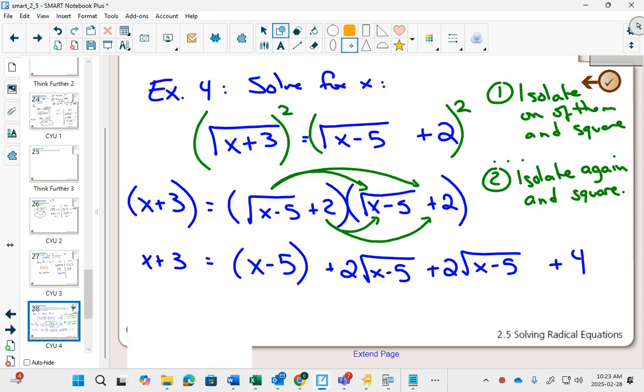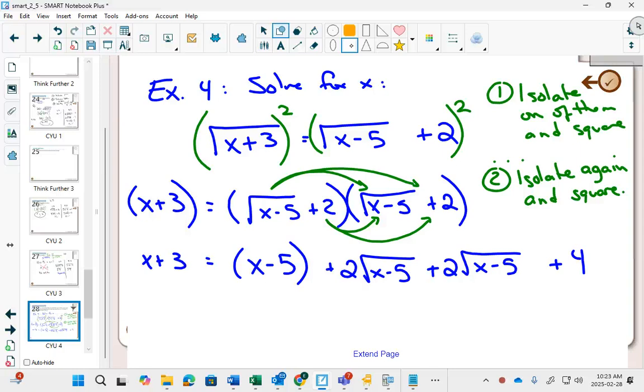And although isolating and squaring got rid of the one square root, it seemed to create 2 square roots on the other side. Was it any better? Well, do you see that these 2 square roots are at least like terms? So I'm going to start putting my like terms together. On this side, I'm going to put 2 plus 2.